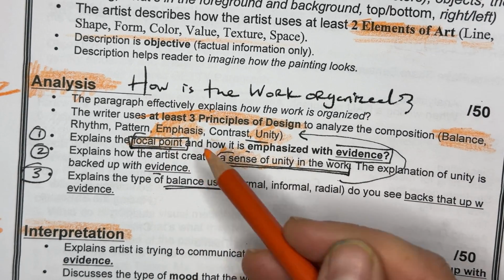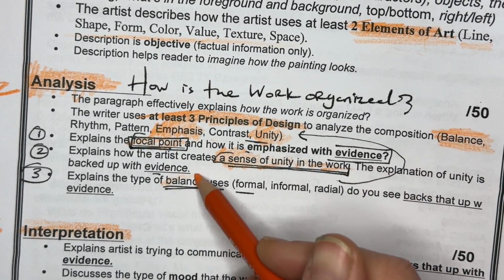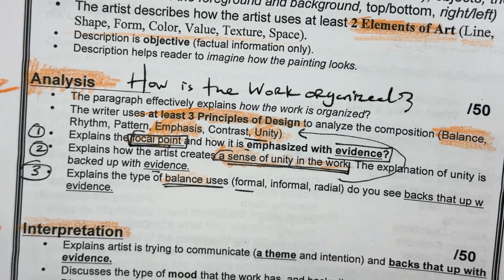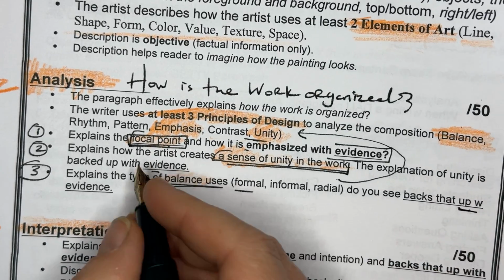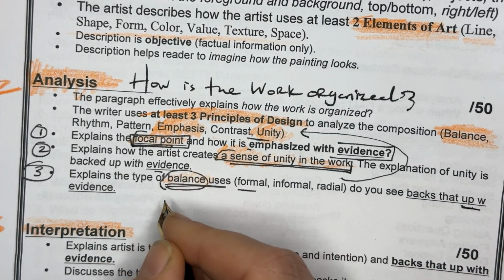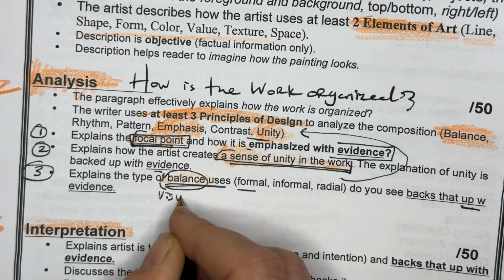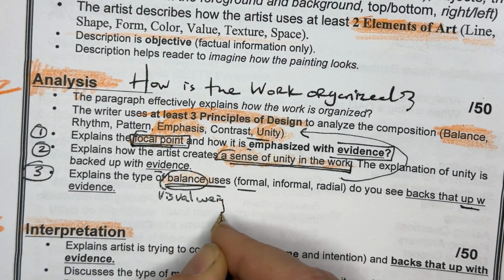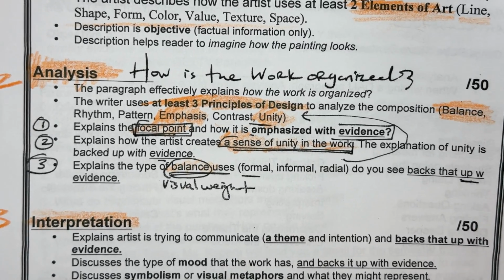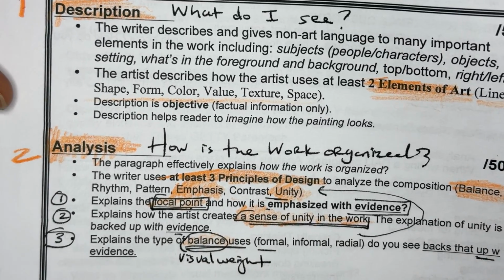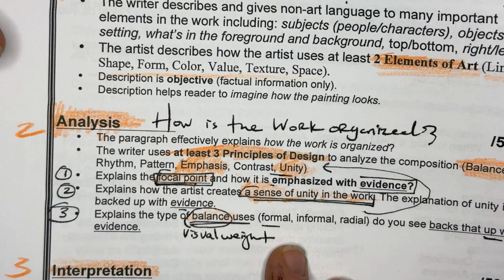So first, where does my eye go? How is it all together? Is it balanced? Does it have an even amount of visual weight? Explain with evidence. So balance has to do with visual weight. Okay, so that's paragraph 2. So describing everything you see, how is it organized?